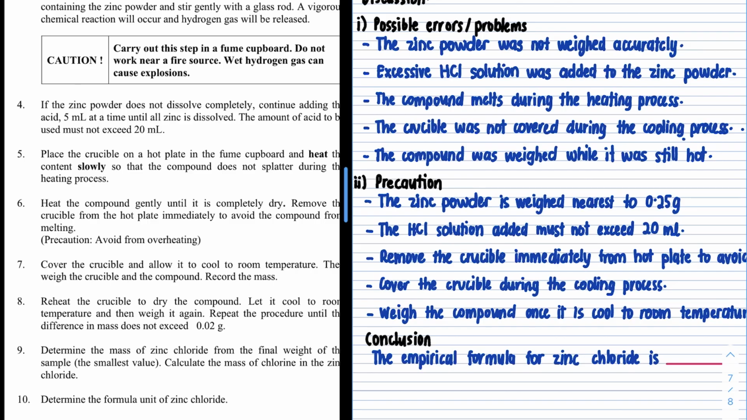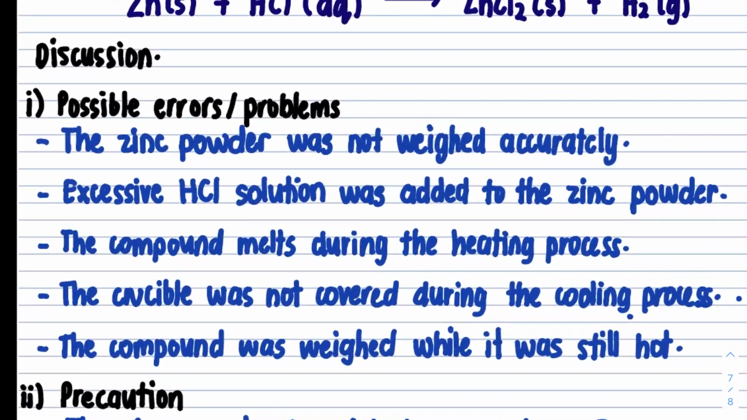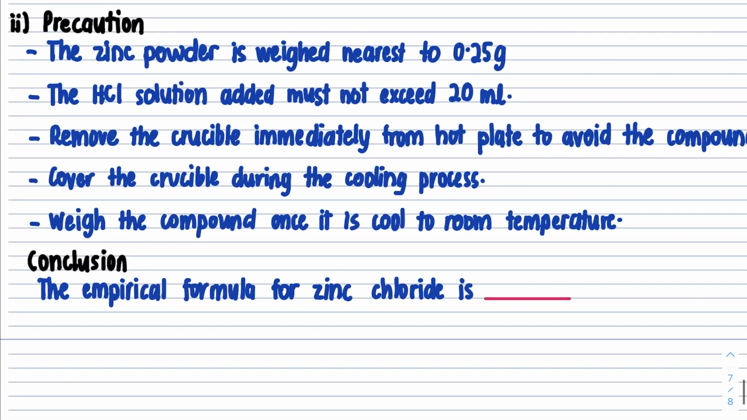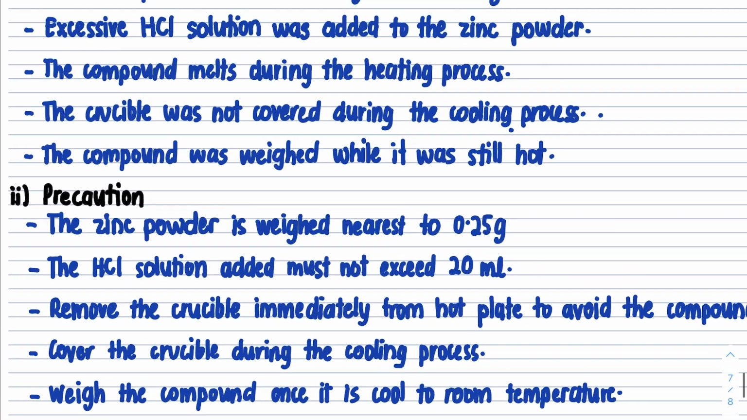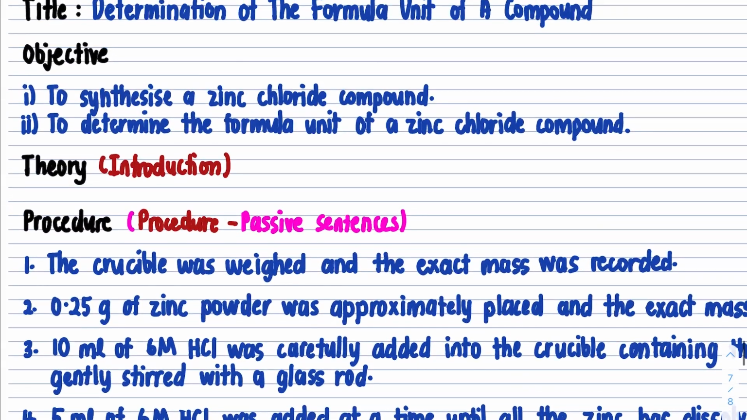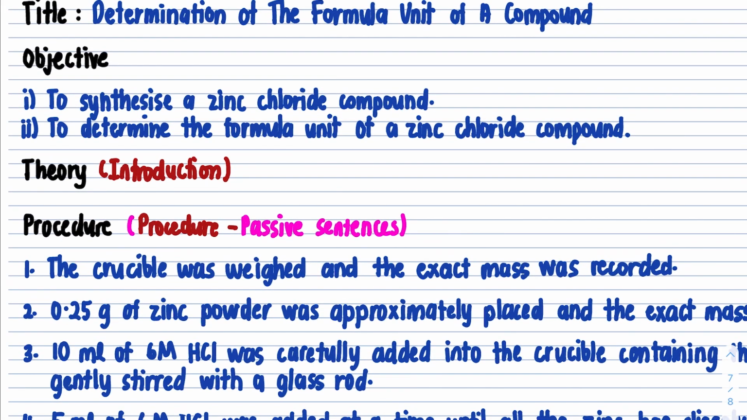Okay, and last but not least, once you have written down the discussion, is the conclusion. For the conclusion itself, you have to answer back what your objective is. So in this experiment, we have two objectives. One is to synthesize a zinc chloride compound. To synthesize ni maknanya you are able to make a zinc chloride compound lah. Maknanya kamu dah berjaya at the end of the experiment. Memang kamu dapat satu solid ni, zinc chloride.